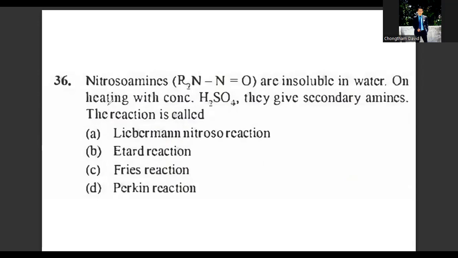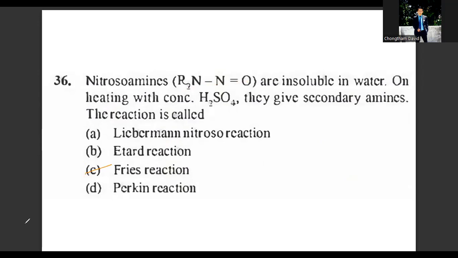Okay, question number 36. Nitrosamines, this is the formula of nitrosamine, are insoluble in water. On heating with concentrated sulfuric acid, they gave secondary amines. What is the name of this reaction? This is your rearrangement reaction. This is your Fries reaction. Clear? Let us erase this.